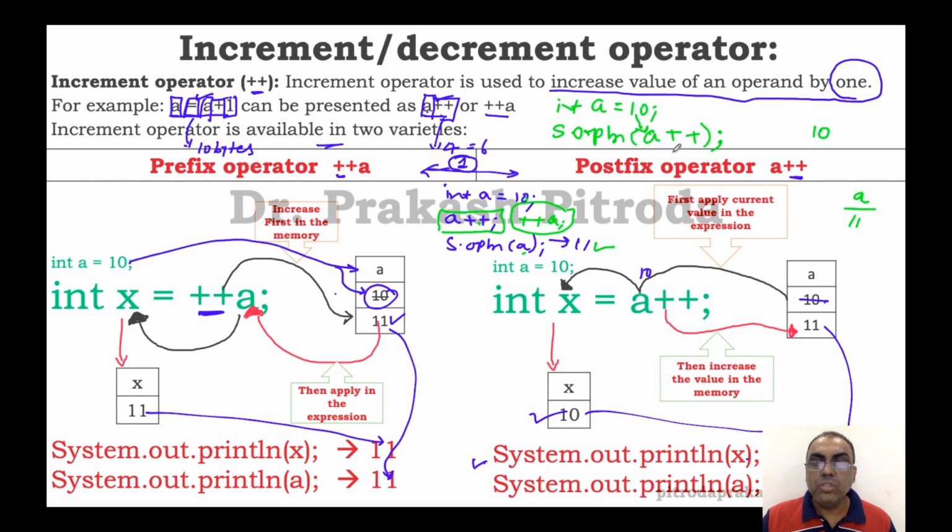So in an expression, it has a rule. This rule is also mentioned in the next slide: in case of a prefix operator, increase the value of the memory first, then apply it into the operation, into the expression. Whereas in postfix, apply the current value first and then increase the value in the memory later. So this is how it is going to happen. We will do some more questions a little later on.